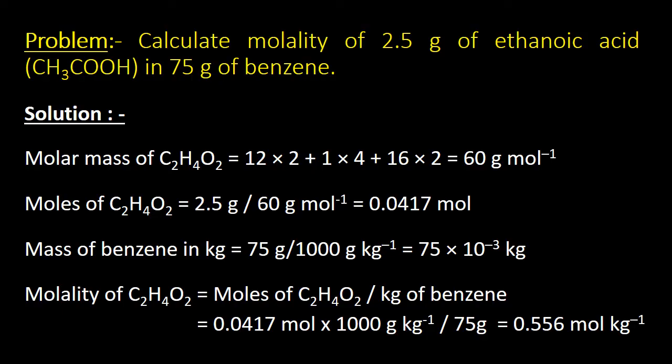0.0417 mole. Mass of benzene, that is solvent, in kg is equal to 75 gram divided by 1000 gram per kg, which will be equal to 75 into 10 to the power minus 3 kg. Finally, molality of ethanoic acid can be calculated as number of moles of ethanoic acid divided by kg of benzene, that will be finally equal to 0.556 mole per kg.